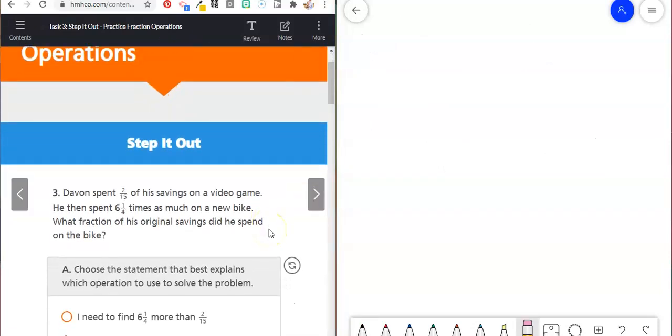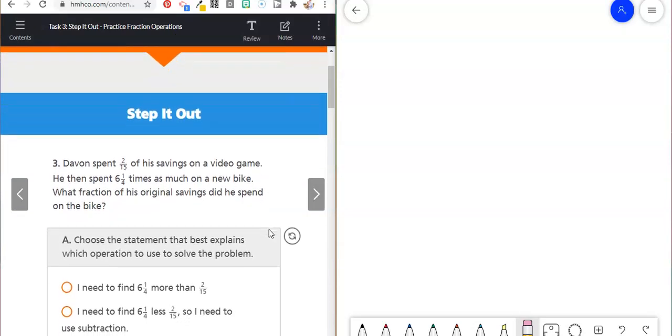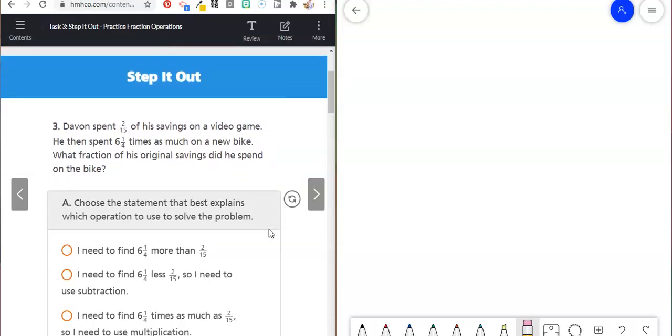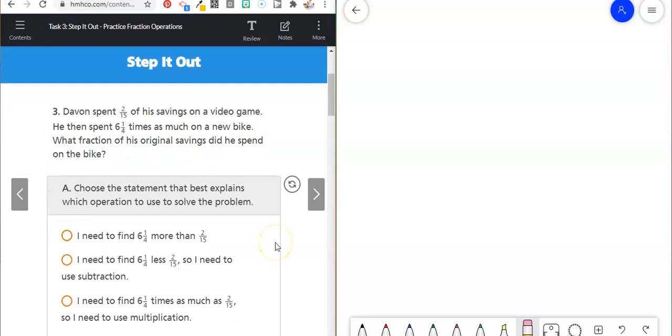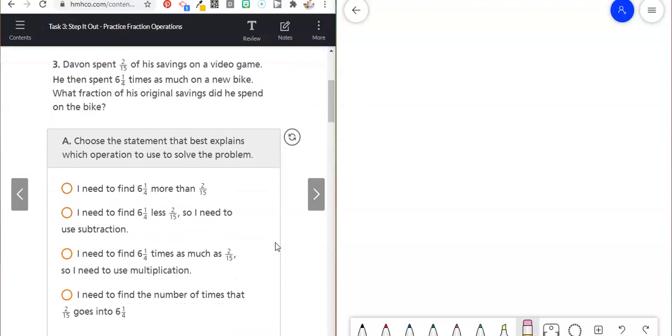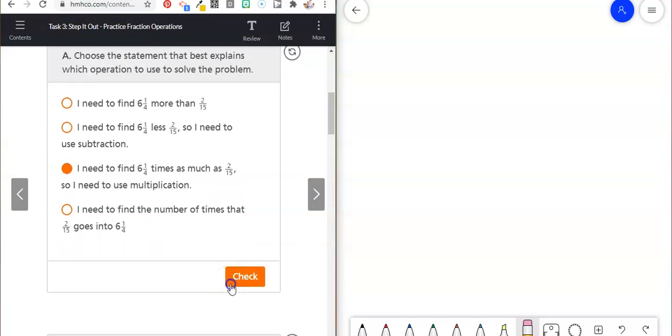Okay, so Davon spent 2/15 of his savings on a video game. He then spent 6 1/4 times as much on a new bike. What fraction of his original savings did he spend on the bike? So it's going to break this down into a couple of different steps before we answer all of that. So choose a statement that best explains which operation to use to solve. So if you look right here, there's the word times. Times lets us know that we're going to be multiplying. So I need to find 6 1/4 times as much, so I need multiplication.